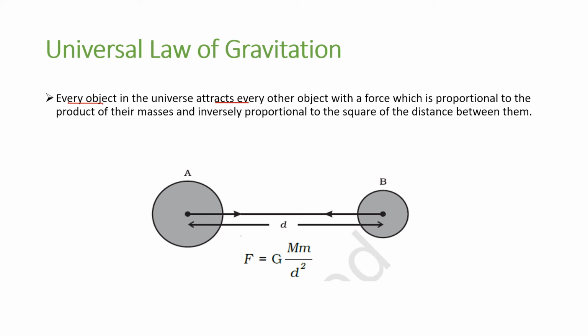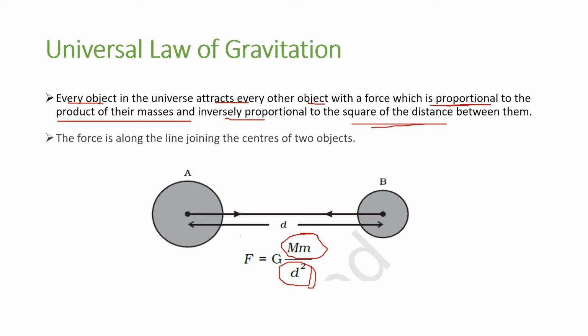The universal law states that every object in the universe attracts every other object with a force which is directly proportional to the product of their masses, m into m, and inversely proportional to the square of the distance between them, d square, right? So let's go to the next one. This is what the universal law of gravitation states.